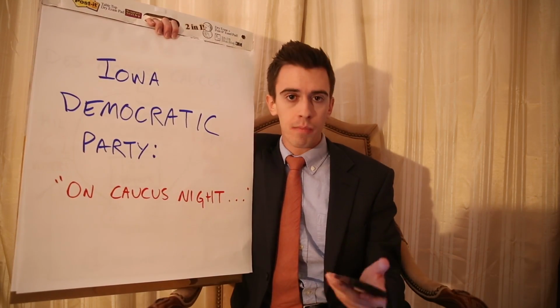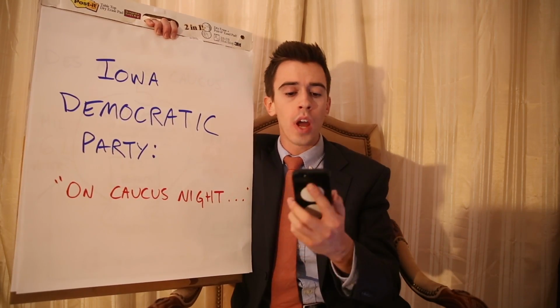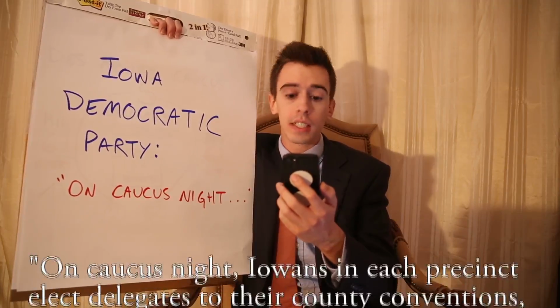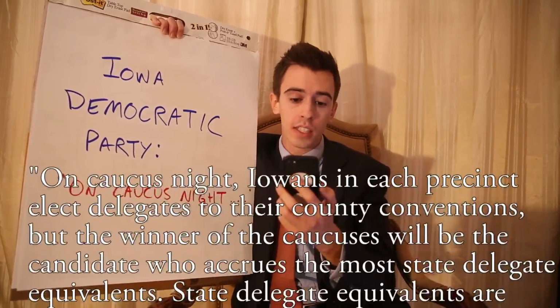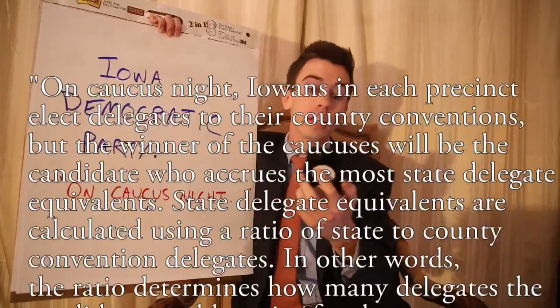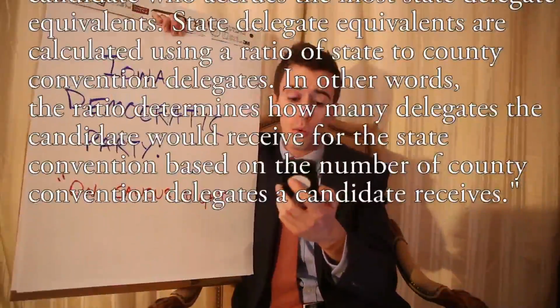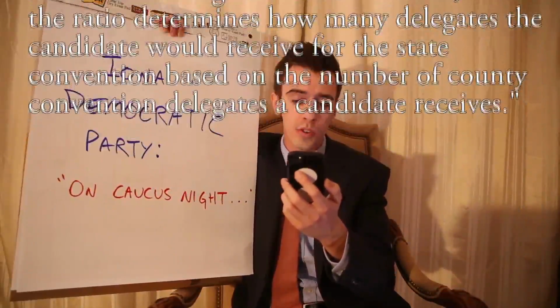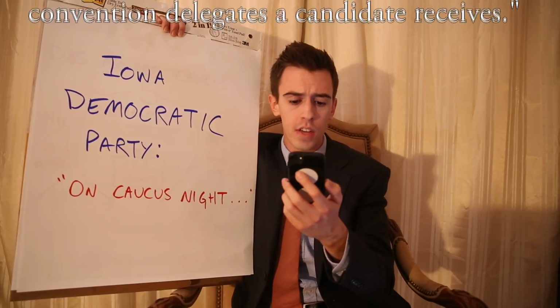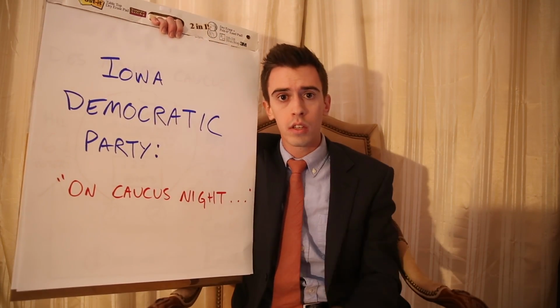The Iowa Democratic Party explained it as such, quote, "On caucus night, Iowans in each precinct elect delegates to their county conventions, but the winner of the caucuses will be the candidate who accrues the most state delegate equivalents. State delegate equivalents are calculated using a ratio of state to county convention delegates. In other words, the ratio determines how many delegates the candidate will receive for the state convention based on the number of county convention delegates the candidate receives."